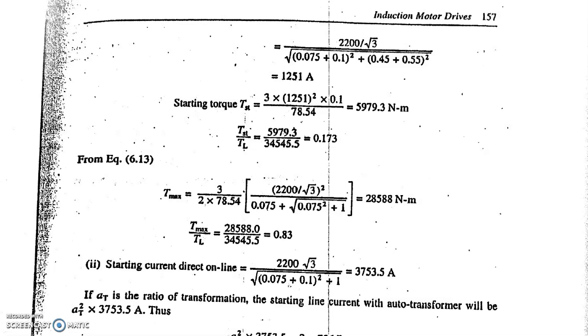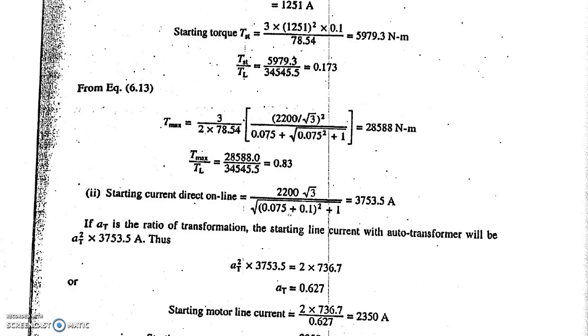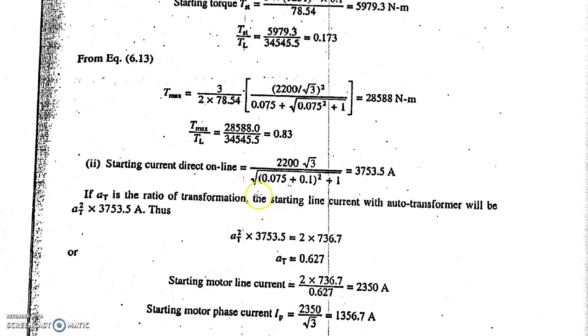In the second part, we have used the method of auto transformer starter. So the starting current during direct online starting is the same formula which was used earlier. By using this formula, we calculate the starting current, and in the question the starting line current will be twice the rated current. So a square multiplied by this value should be twice the rated current. So we have calculated the number of turns a here.